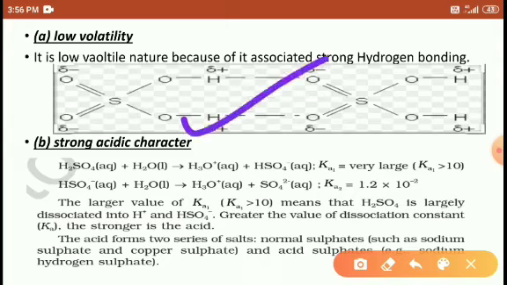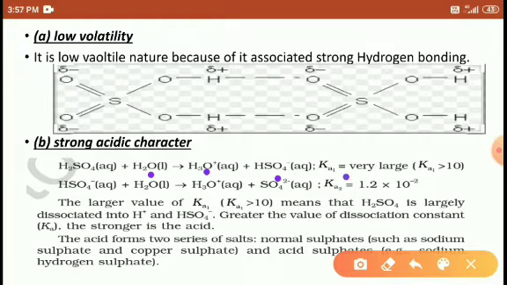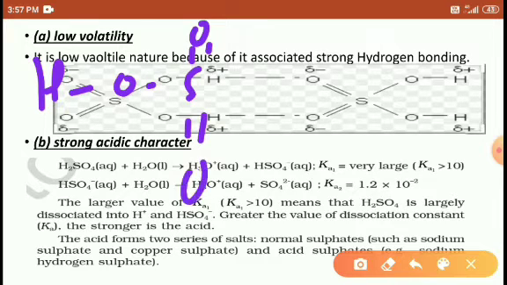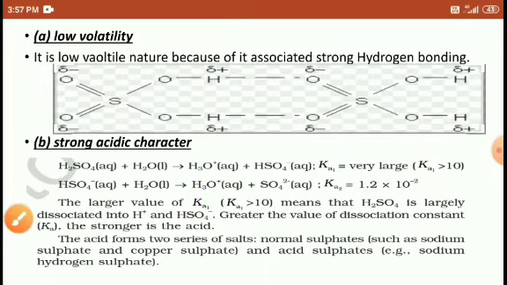Right. Strong acidic character. Strong acidic means the sulfuric acid dissolves in water to form hydronium ion and bisulfate ion. So the dissociation constant, Ka, is very large here. For dissociation of hydrogen from the sulfuric acid, we need a large amount of energy. Students, the dissociation constant is very large.